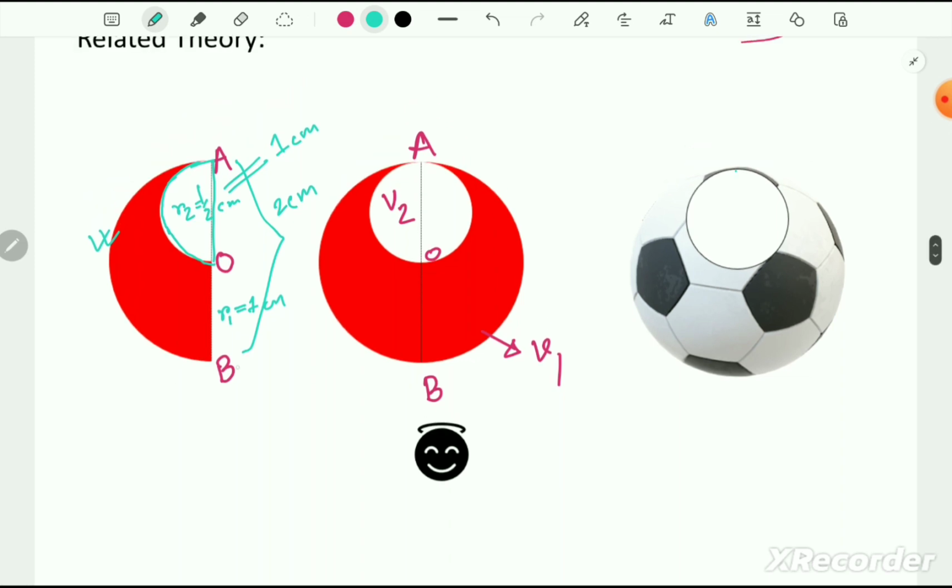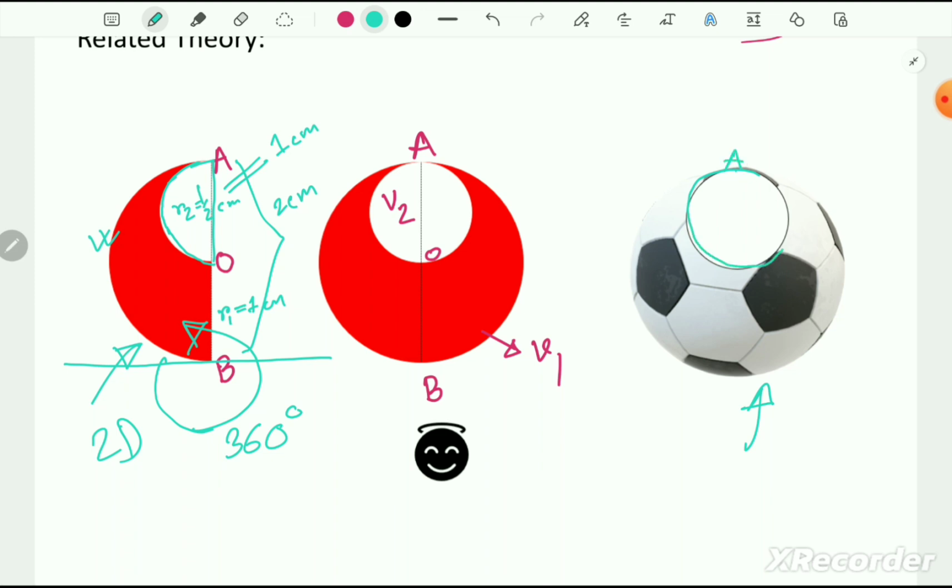Now after removing that, they just rotate this object 360 degrees. Remember, this object is actually 2D, right? But if we rotate it 360 degrees, it becomes a 3D object like this. You can consider a soccer ball having a hole like this, and the hole length is AO, which has a distance of 1 cm. So we have to find the volume of the resulting solid.